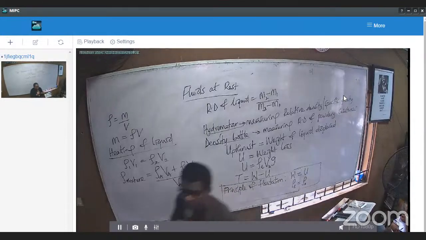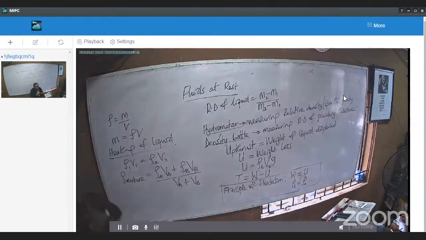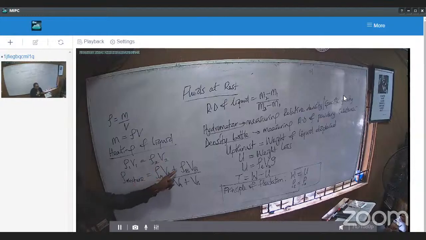Very simple. Topic 11. Done and dusted. Density is mass over volume, because when you apply, mass is rho V. Mixing of liquid: rho 1 V1 is rho 2 V2. Density of mixture: rho A VA plus rho B VB over VA plus VB. Relative density of liquid: that formula can be readjusted to accommodate many formulas. It can be upthrust in liquid over upthrust in water, loss of mass in liquid over loss of mass in water, or density of liquid over density of water.